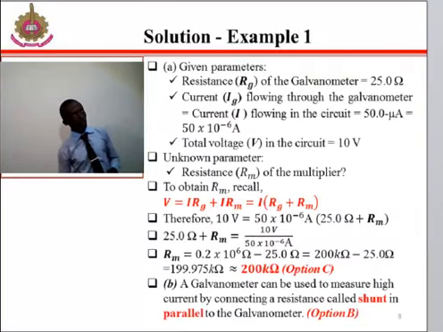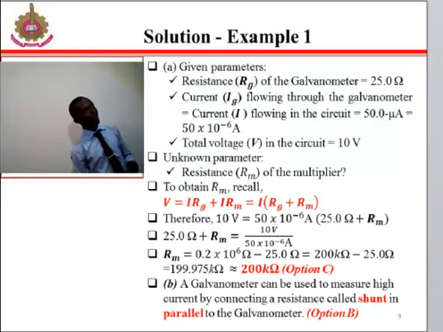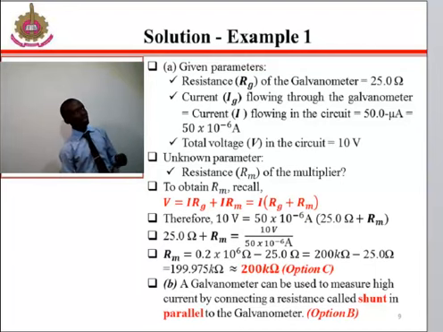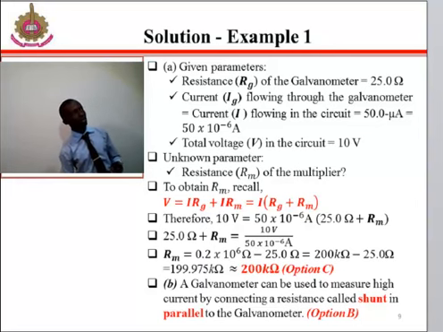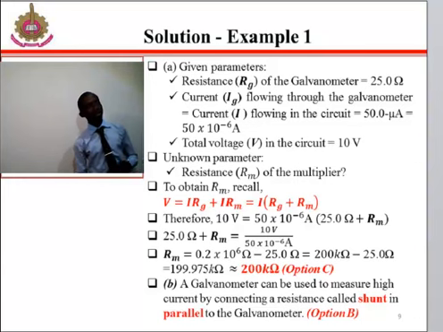Solution to example 1. From example 1, the given parameters are the resistance of the galvanometer, which is equal to 25.0 ohms, the current flowing through the galvanometer, which is the current flowing in the circuit, equal to 50.0 microampere, which is 50 times 10 to the power minus 6 ampere, since 1 micro is equal to 10 to the power minus 6. And the total voltage V in the circuit is equal to 10 volts. From the question, the unknown parameter is the resistance of the multiplier.